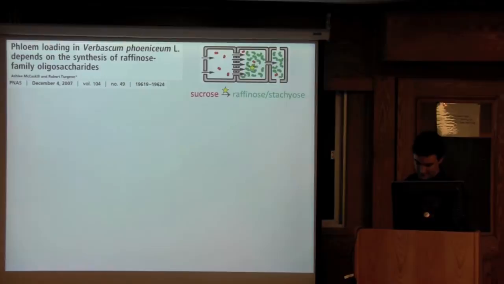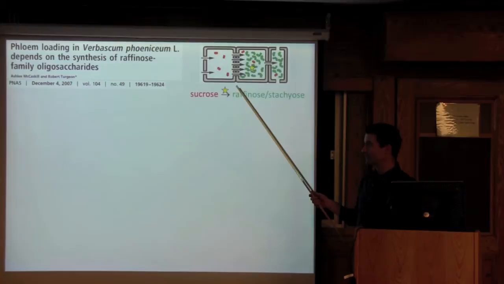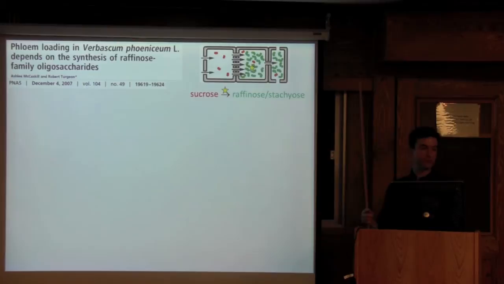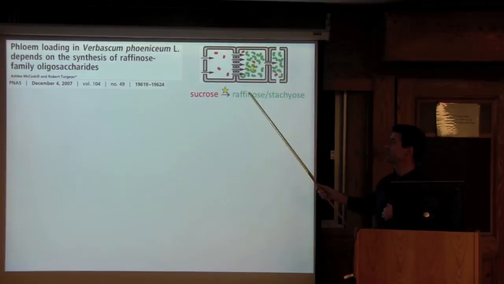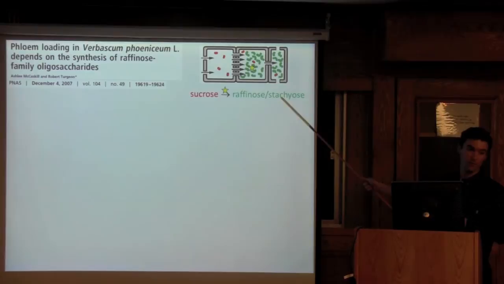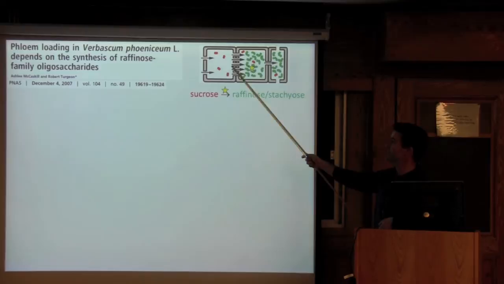So I'm going to show you some recent work, or relatively recent work, from the Turgeon lab, where they, I think, get the most convincing picture of this polymer trapping process. And so here we have this enzyme that is going to do a so-called polymerization or oligomerization of the sucrose to create, in particular, stachyose, a four-sugar species, and somehow keep it segregated here and influence translocation.